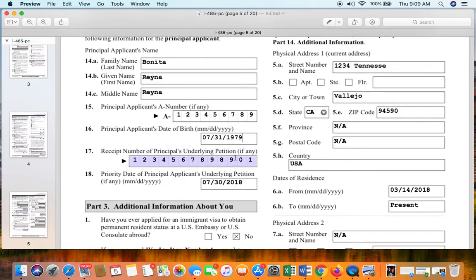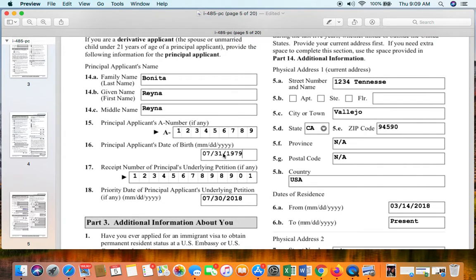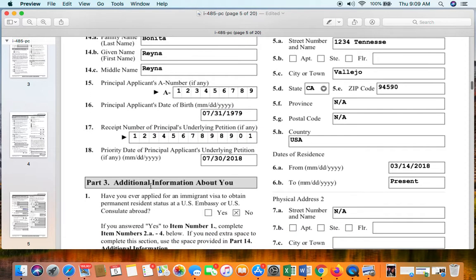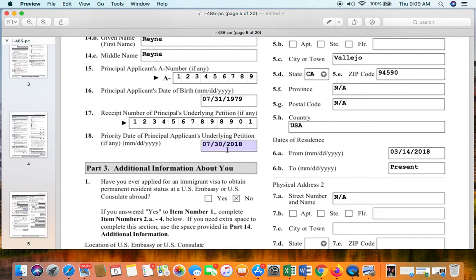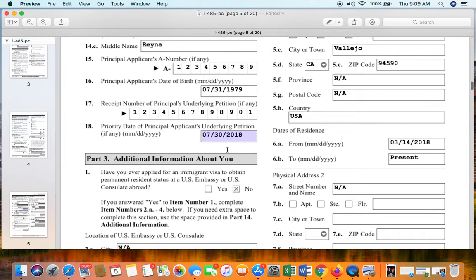Receipt number, principal's underlying petition. You can find that in your NOA, in your receipt. So you have to put it right here. Priority date of principal applicant's underlying petition. So my priority date was 07/30/2018. You can also find that in your NOA, in your receipt from your immigration receipt.